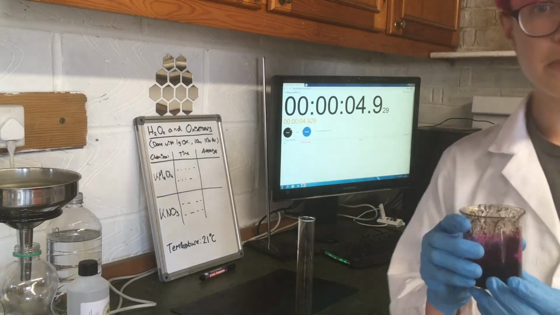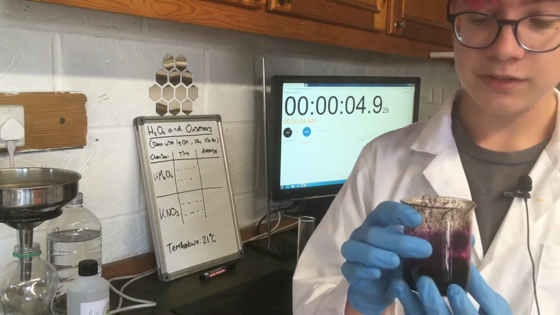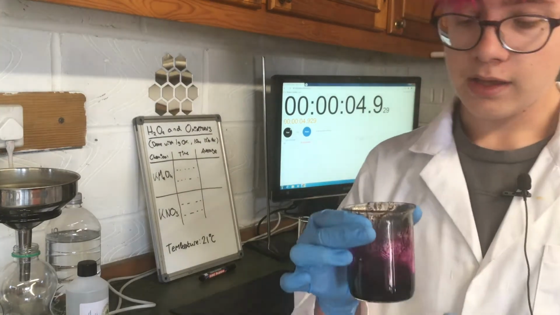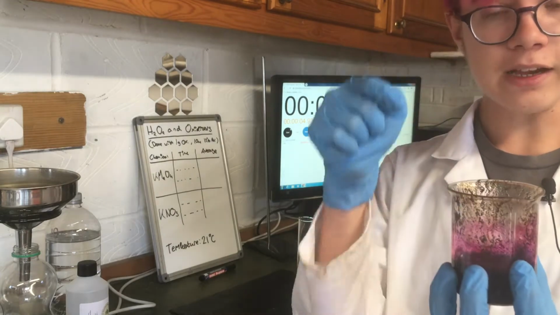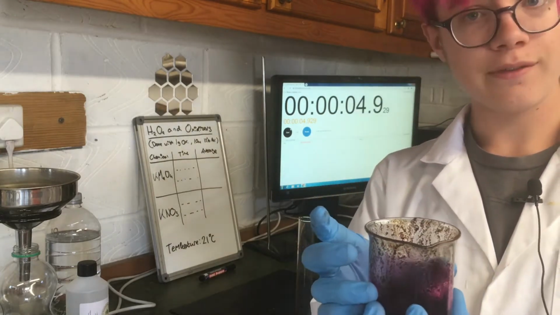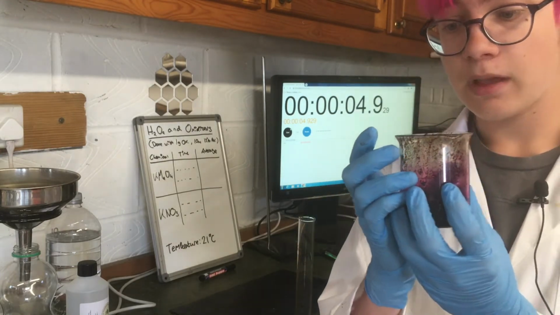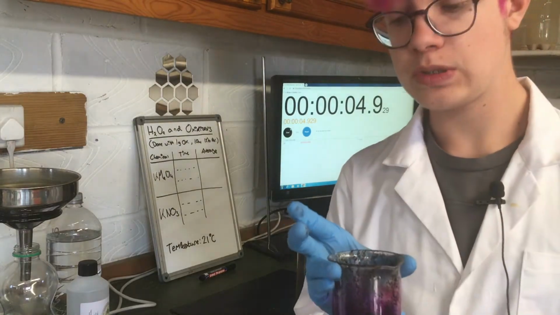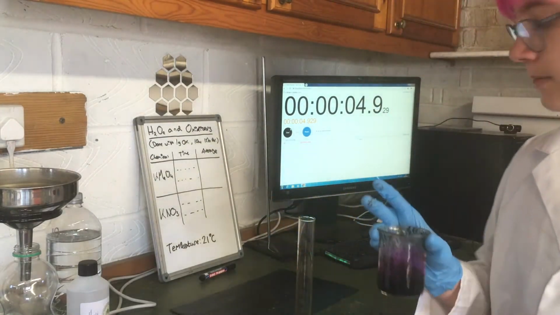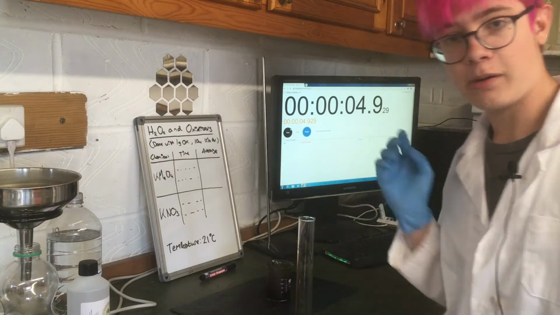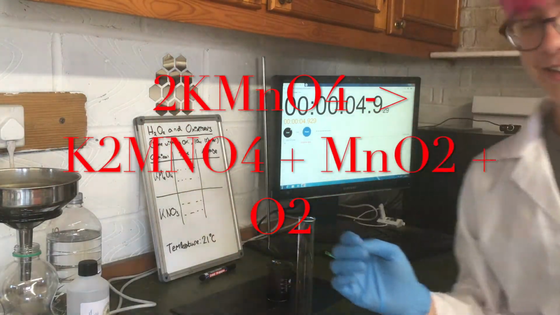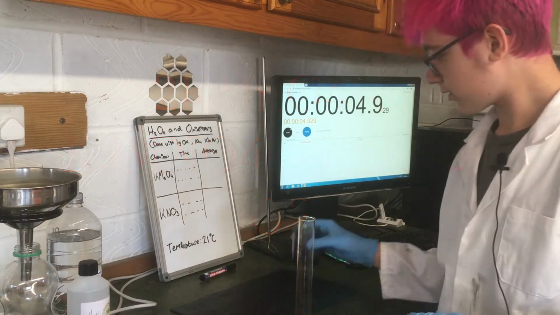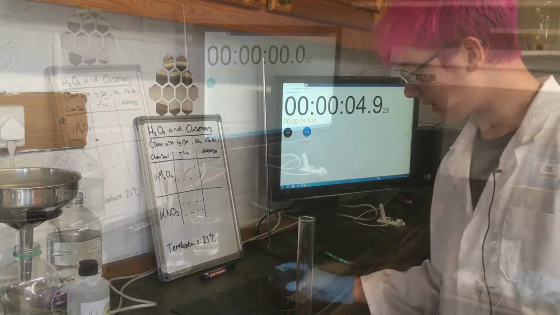I don't know how visible that was, but the solution is still very purple, meaning there's a lot of potassium permanganate still dissolved in it, and whilst it's splashed, there's all this brown stuff on the walls of the beaker. That is manganese dioxide that is produced in the breakdown of potassium permanganate. I'll put the equation up now. Great. That's what happens with potassium permanganate.